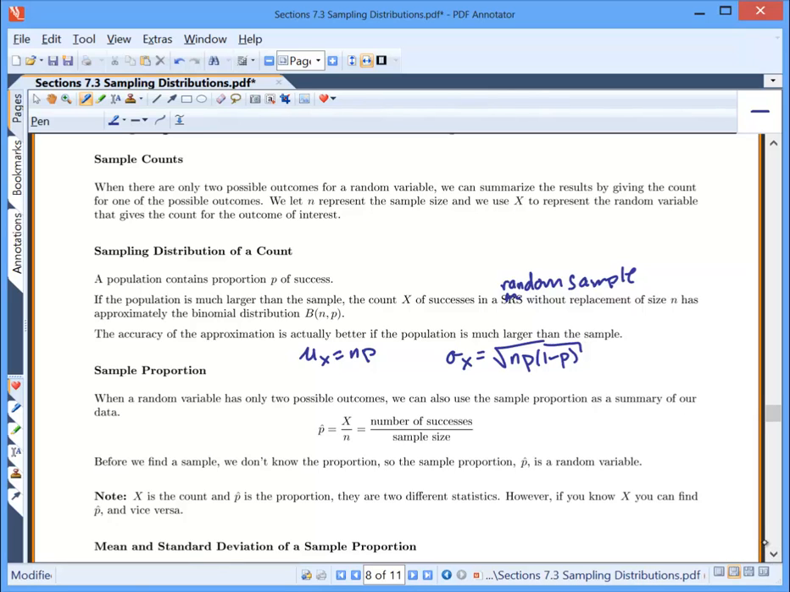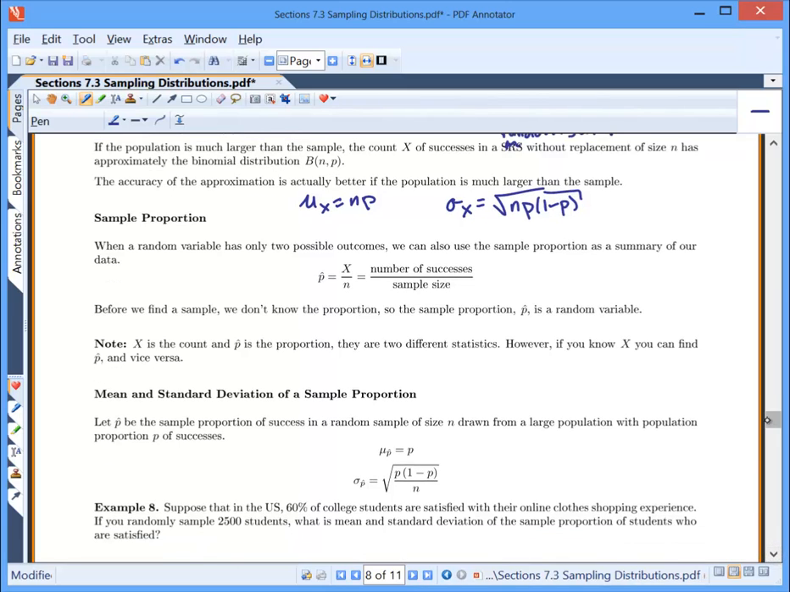We can also use a sample proportion. So when a random variable has only 2 possible outcomes, we can also use the sample proportion as a summary of our data. So p hat is x over n, number of successes over the sample size. Before we find a sample, we don't know the proportion, so the sample proportion p hat, because it can change from sample to sample and we don't know in advance what it will be, that's what makes it a random variable. So x is the count, p hat is the proportion. They're both random variables, but they are 2 different statistics. However, if you know x, you can find p hat and vice versa.